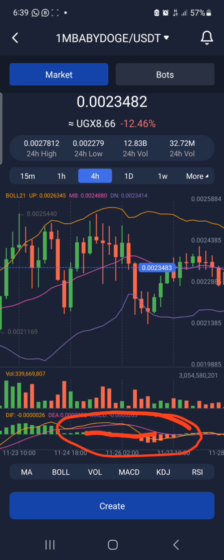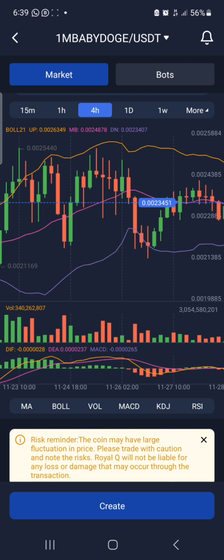This is where the histograms are formed. The histograms are these bars you see, the red and green bars. They form on the zero line. You get it? So the MACD has crossovers. You see these? It has crossovers happening, and in most cases when the yellow line is moving above the pink line, we expect the market to go up. I guess you can see it here. We expect the market to go up.